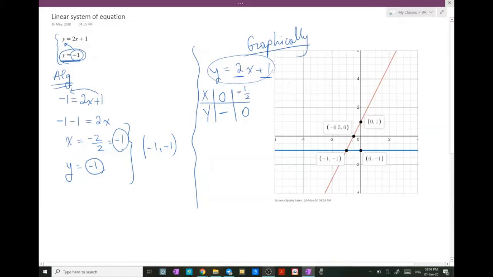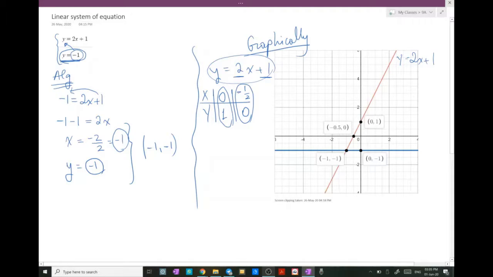So you draw the first point. This is the first intercept: when x is 0, y is 1, which is this one. And this is the second intercept, which is the x-intercept: when y is 0, x is minus a half. When you connect them together, you join them, you get the line y equals 2x plus 1.